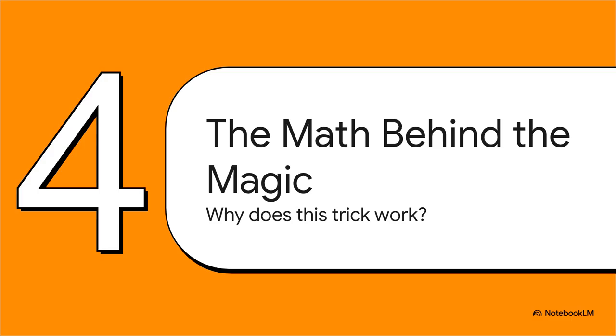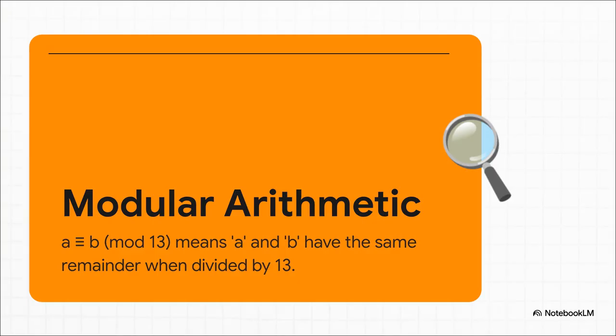So we've seen how it works, but now we get to the really fascinating part, the why. Why on earth does this little mathematical sleight of hand actually work? Let's take a peek at the math behind the magic. To really get the proof, we need a concept called modular arithmetic. Now, don't let the name scare you off. It's just a fancy term for the math of remainders.